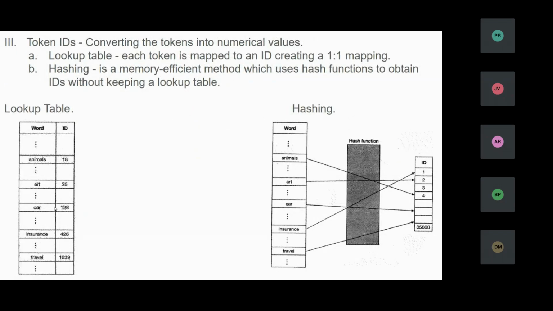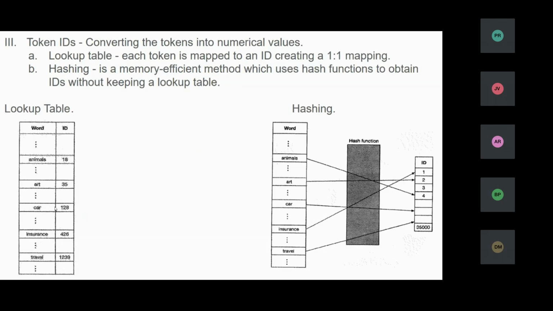The third one is token IDs, converting the tokens into numerical values. First of the token IDs is a lookup table. Each token which we have created in the previous step is mapped to an ID, creating a 1-1 mapping. So in the example of the lookup table, you can see what we mean. Each of the words will have its own ID.